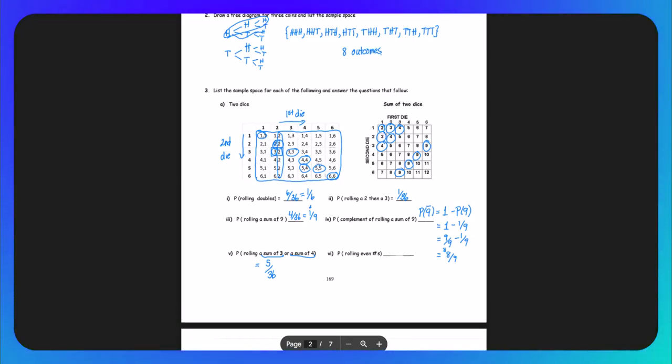And the last one here is 6. What is the probability of rolling even numbers? Now, I am interpreting this as where neither one of the die has odd numbers in it. So in this case, the probability of even numbers, let's just erase some of this stuff here, just to clear it up for us a little bit.